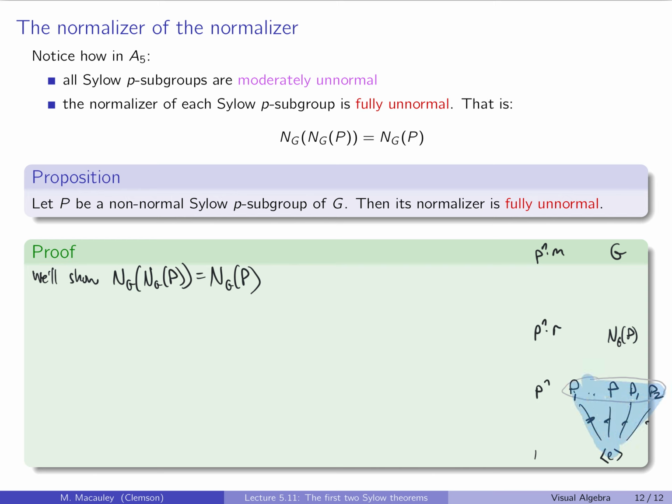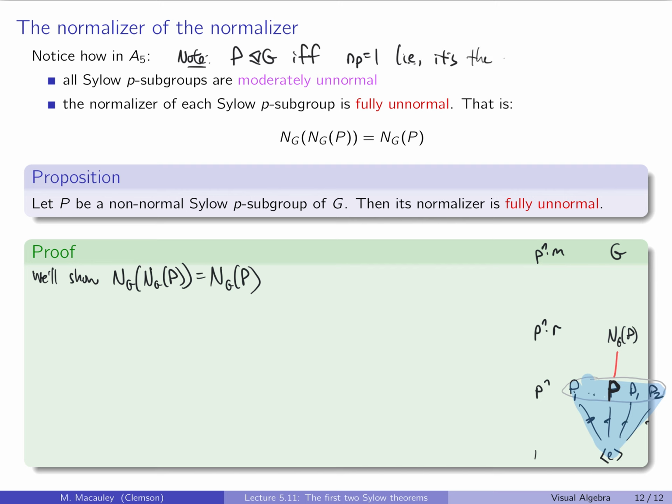So P, let me highlight this, make it darker. This is Sylow in G, but it's also Sylow in the normalizer. And we know that it is normal in the normalizer. Every subgroup is normal in its normalizer. Now let me remind you of something. Note that a Sylow p-subgroup, so I'm going to write it as P, is normal in G if and only if its normalizer equals G, i.e.